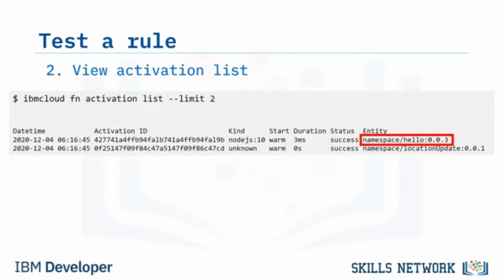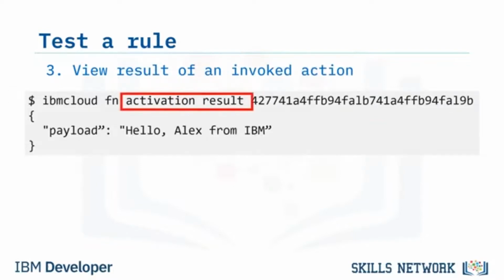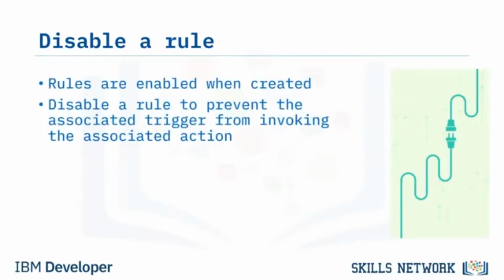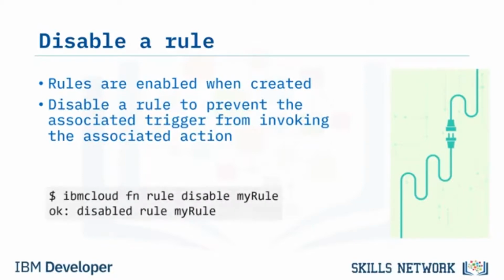Not only is the action recorded, but the trigger is recorded as well. Then, you can use the action's activation ID to view its result and verify that the correct payload was returned. Rules are automatically enabled when created. Rules can be disabled and re-enabled via the command line. Apply the rule disable command to prevent the associated trigger from invoking the associated action.